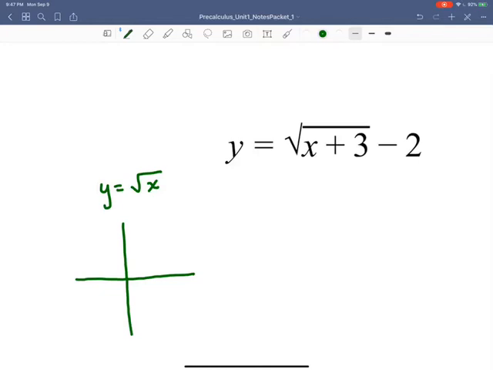we know that when we plug 0 in, we get 0. When we plug 4 in, we get 2. When we plug 9 in, we get 3. So if we plot those points, we get a graph that looks like this. I'm going to do that again. Graph that looks like this.